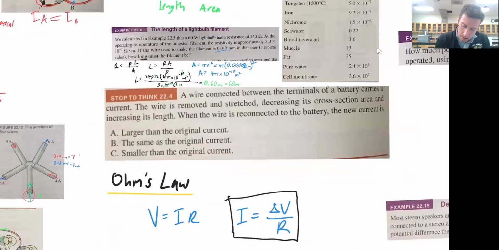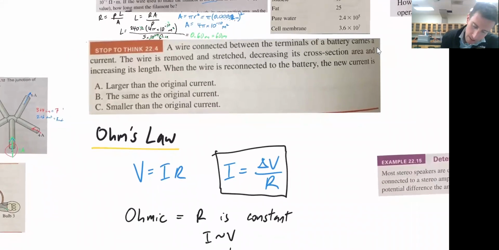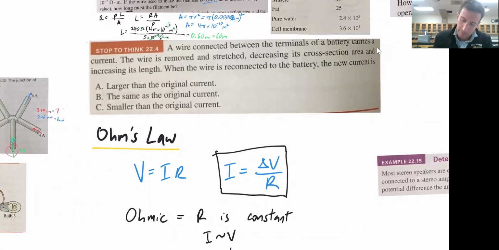Let's do a little stop and think. A wire connected between the terminals of a battery carries a current. The wire is removed and stretched, decreasing its cross-sectional area and increasing its length. When the wire is reconnected to the battery, what is the new current? First I have to figure out the new resistance, and then I'll use the new resistance to figure out the current.